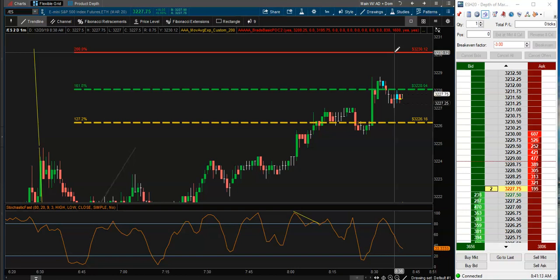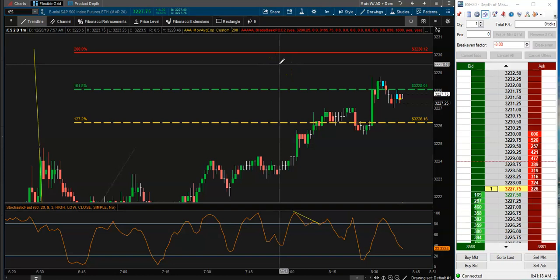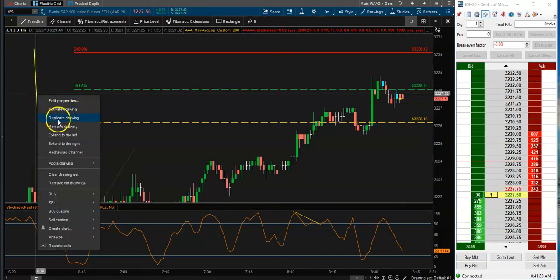So I hope that helps. This is, again, how I use my Fibonacci retracements and also extensions.